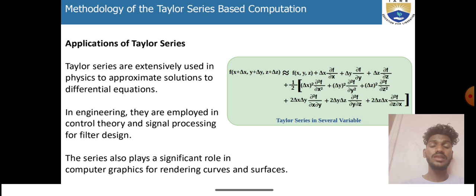In engineering, they are employed in control theory and signal processing for filter design. This series also plays a significant role in computer graphics for rendering curves and surfaces. These are the applications of Taylor series in engineering and computer graphics.